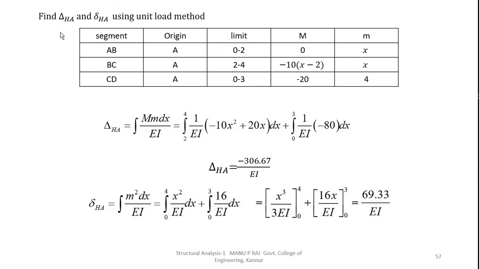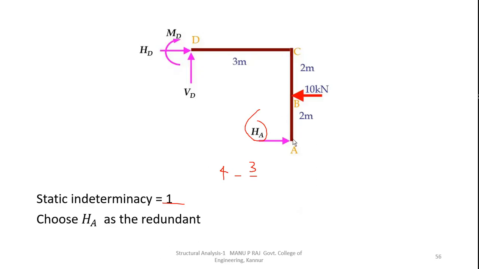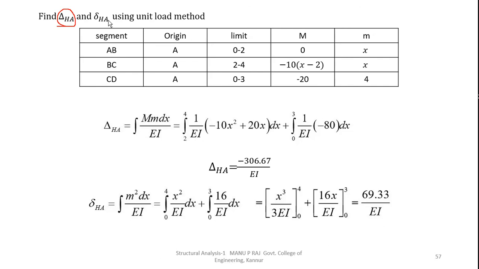Now we should find out capital delta HA. Delta HA means at point A, deflection in the horizontal direction. That is capital delta H. Now small delta HA means deflection in the horizontal direction due to unit load, using the unit load method. We can find out capital delta H and small delta HA using the unit load method from the same table.